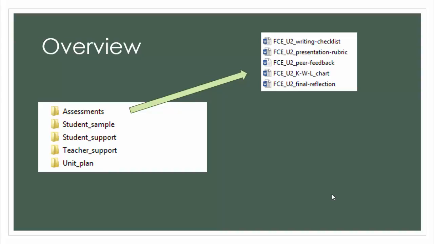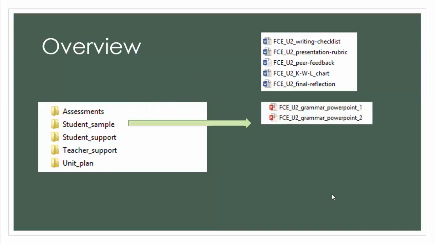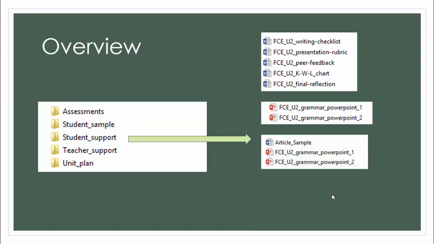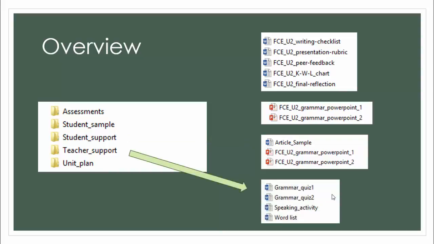Secondly, in the student samples, there will be 2 PowerPoint files about grammar point 1 and grammar point 2. And in the student support folder, there will also be 2 PowerPoint files and 1 article sample. In the teacher support folder, there will be 2 grammar quizzes, a speaking activity, which is a photocopyable activity, and the word list. And last but not least is the unit plan.